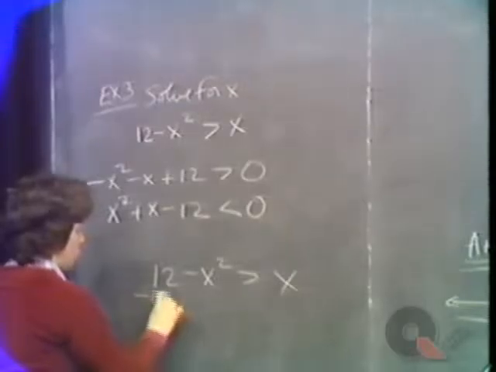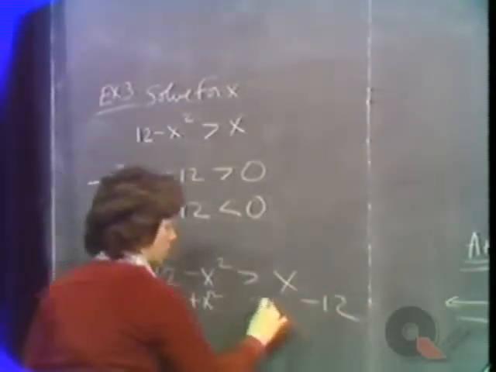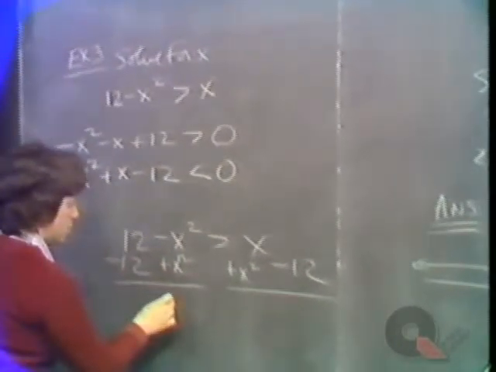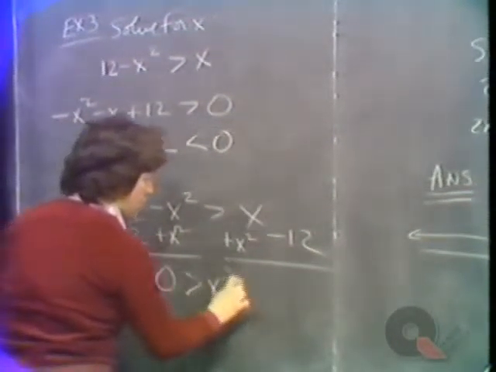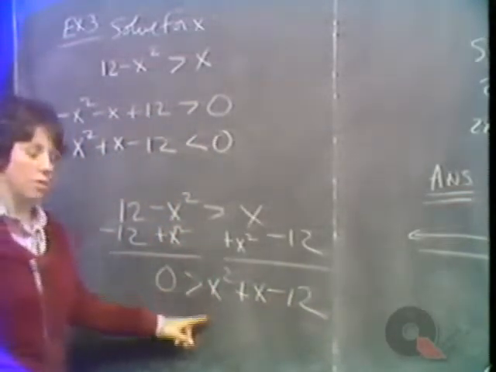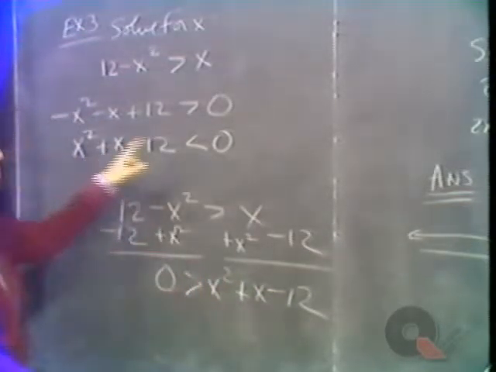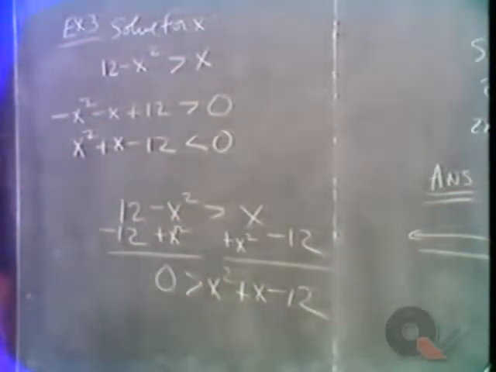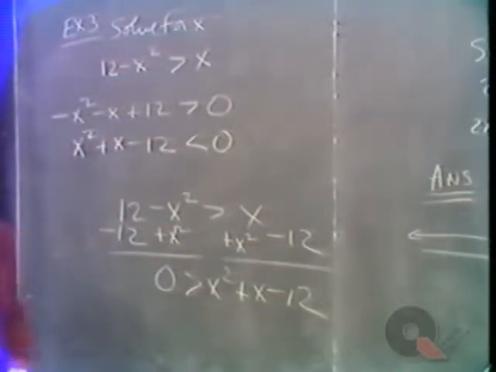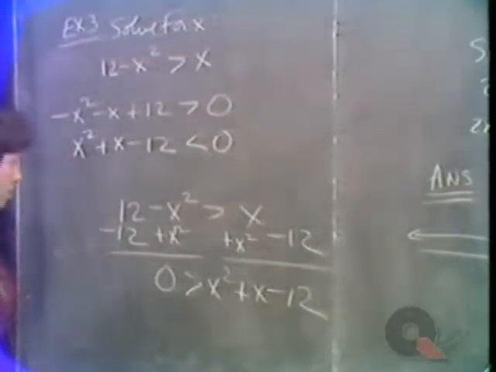We would have said subtract 12 from both sides and add x squared to both sides. We would have had 0 greater than x squared plus x minus 12. And that, of course, is equivalent. If 0 is bigger than this, then x squared plus x minus 12 must be less than 0. So either way, we can put it in standard form with lead coefficient of plus 1. We'll bring it over to either side, and then if necessary, multiply through by minus 1.